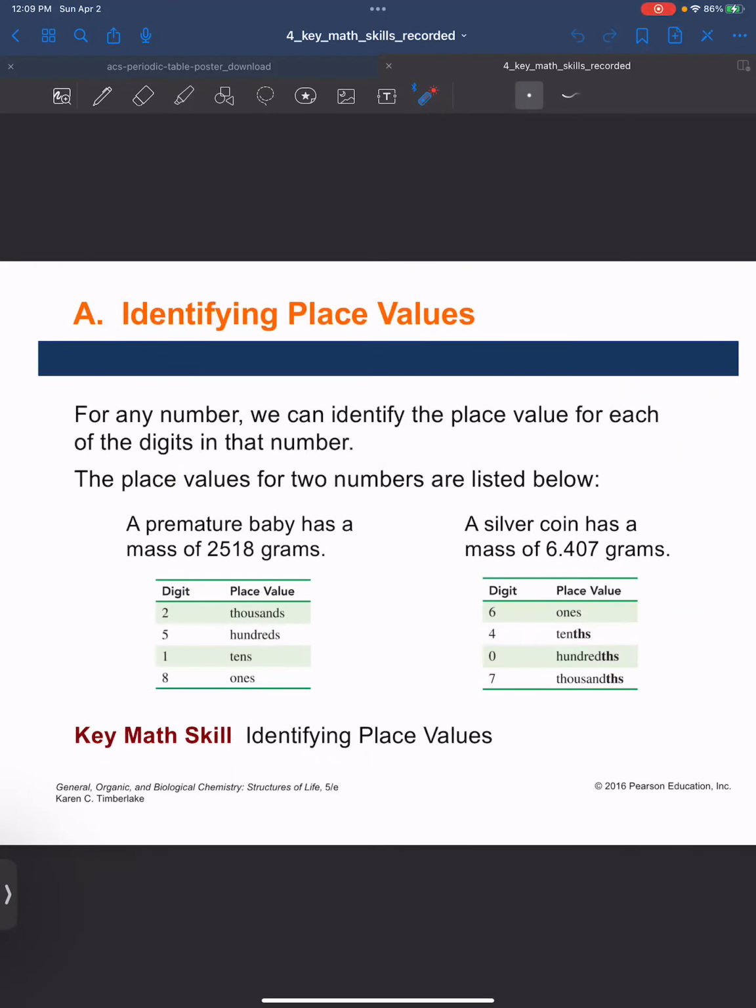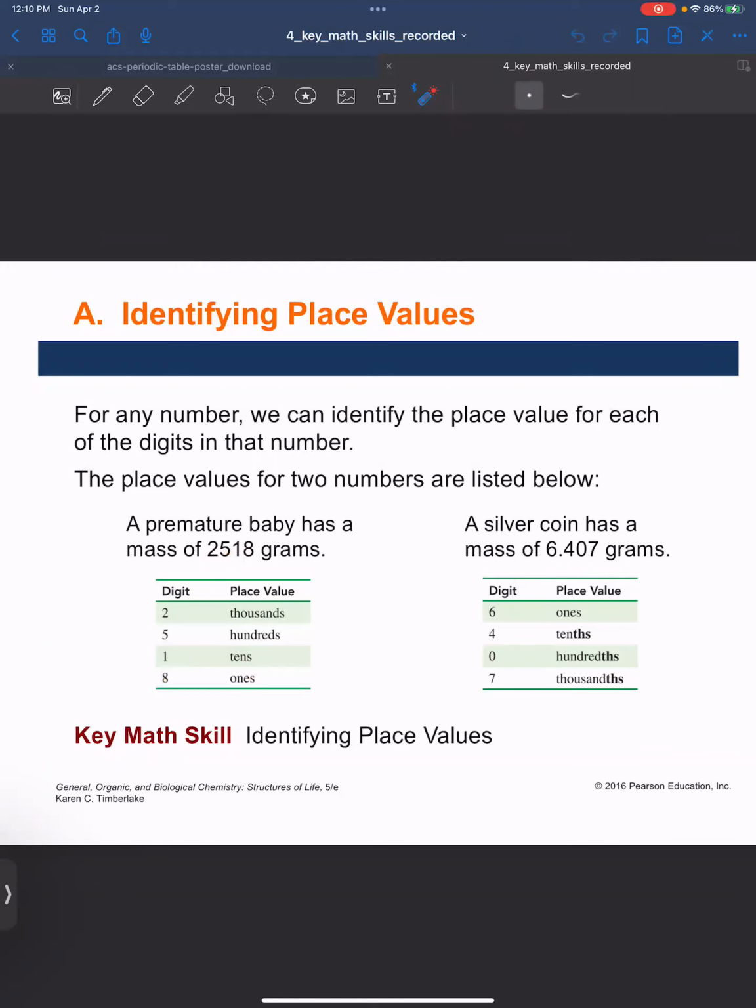So what do we mean by identifying place values? Well, for any number, we can identify the place value for each of the digits in that number. The place values for two numbers are listed below. So for example, a premature baby has a mass of 2,518 grams. And so what we mean by place value, 2 is the thousands place, and we know that because you heard me say 2,000. 5 is the hundreds place, so 2,500. 1 is the tens place. And 8 is the ones place.